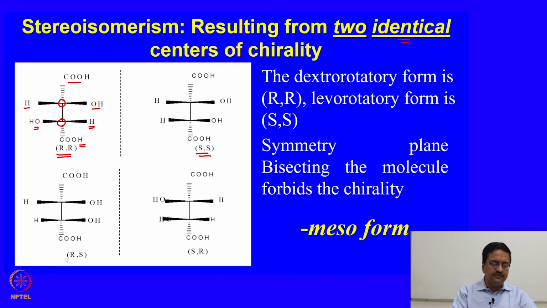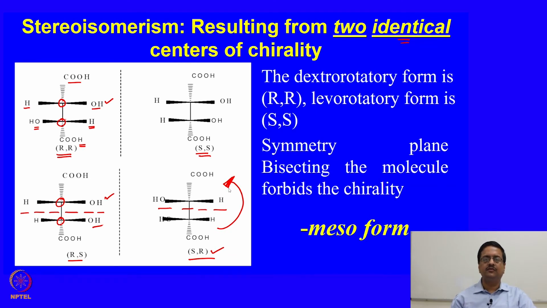Whereas in the other possibility, we keep this group here the same, we change the second one and make it this one. The corresponding mirror image of RS becomes SR. But what we see here is that there is a mirror plane in these two molecules. So these two molecules are not different. They are the same molecule, because you can rotate this molecule about 180 degrees in plane and superimpose it on the other molecule. So they give rise to the same molecule.